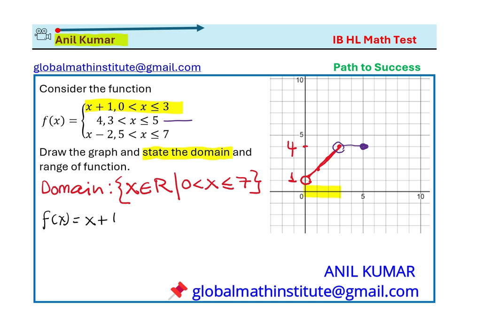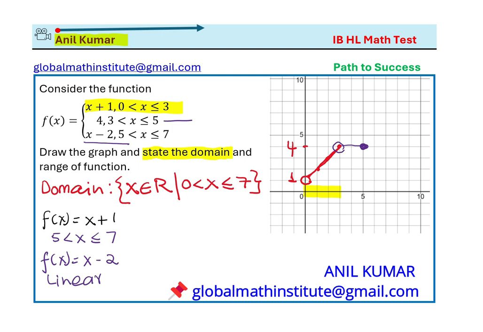Now let's look into the third portion, which is from 5 to 7, where 5 is not included, and the equation is f of x equals x minus 2. So you could calculate for different values from 5 to 7. We know it is a linear function, a straight line, correct? So let's find the value.